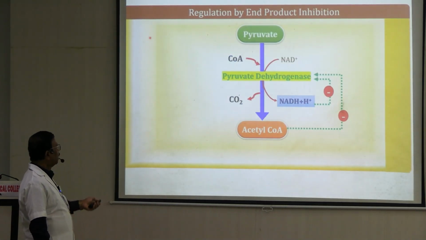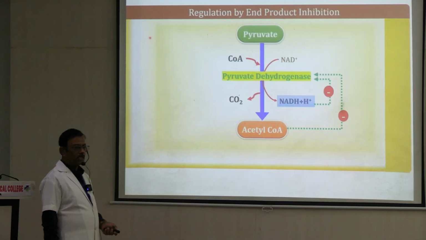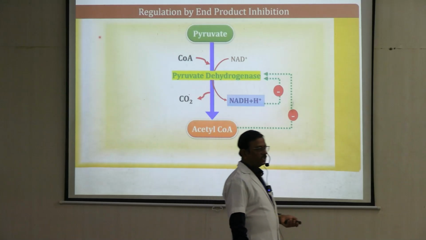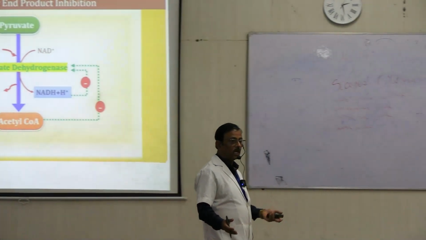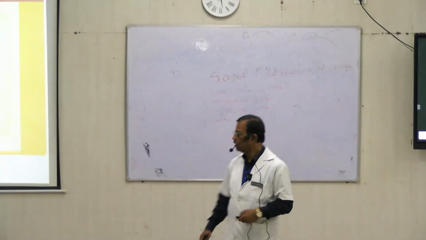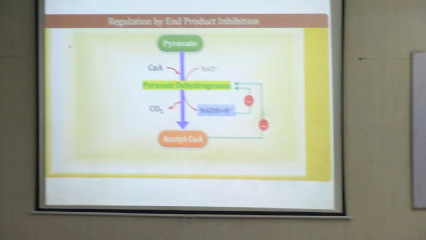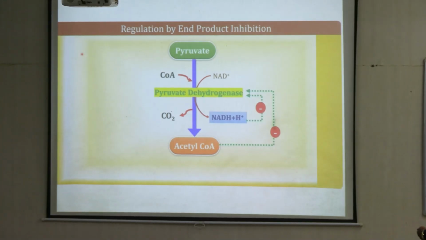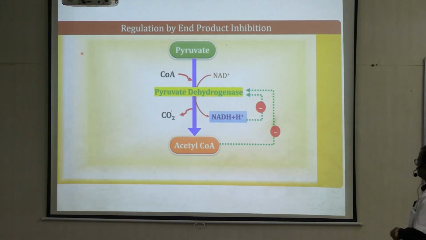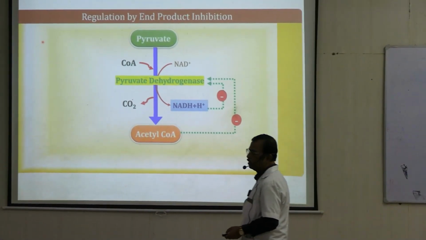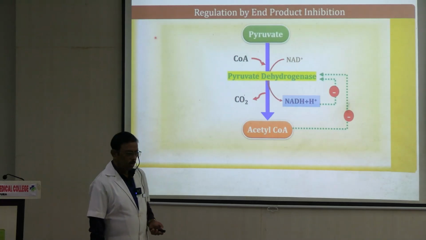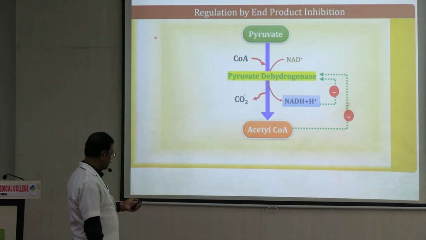This is the regulation. When there is increased NADH or increased acetyl-CoA, it inhibits pyruvate dehydrogenase. This is substrate inhibition; the substrate causes inhibition of pyruvate dehydrogenase. When there is increased NADH, that inhibits pyruvate dehydrogenase so that no more extra NADH is produced in the reaction.